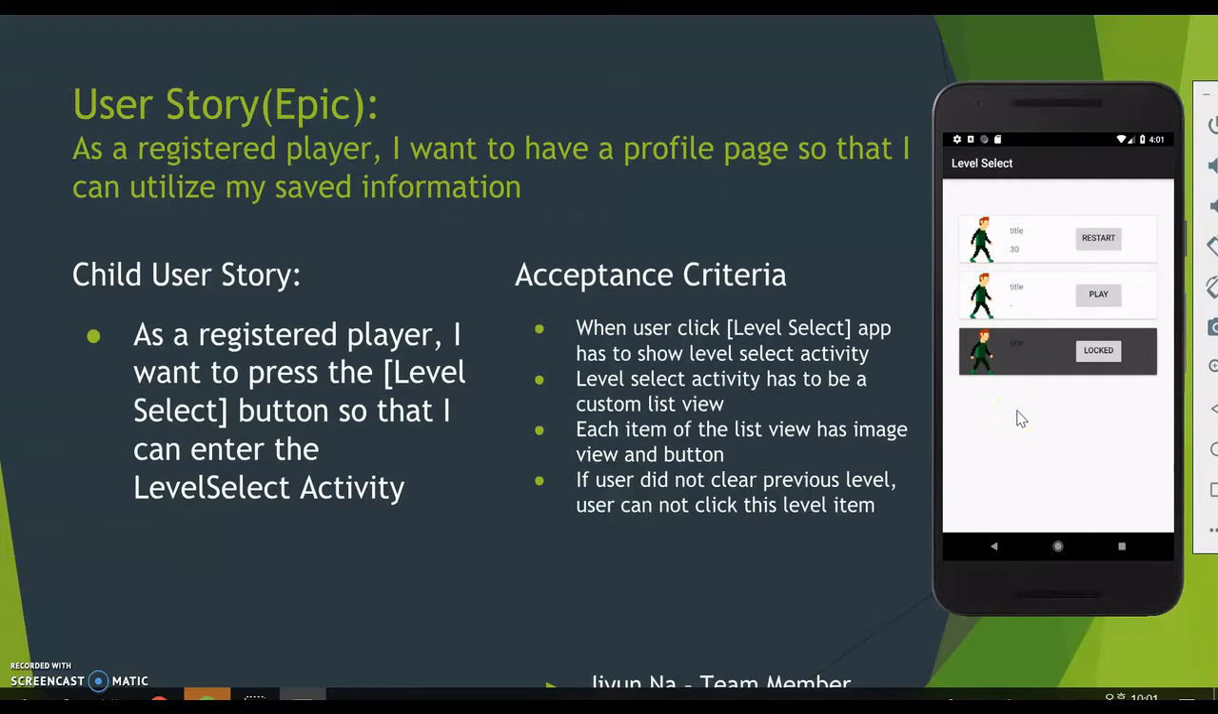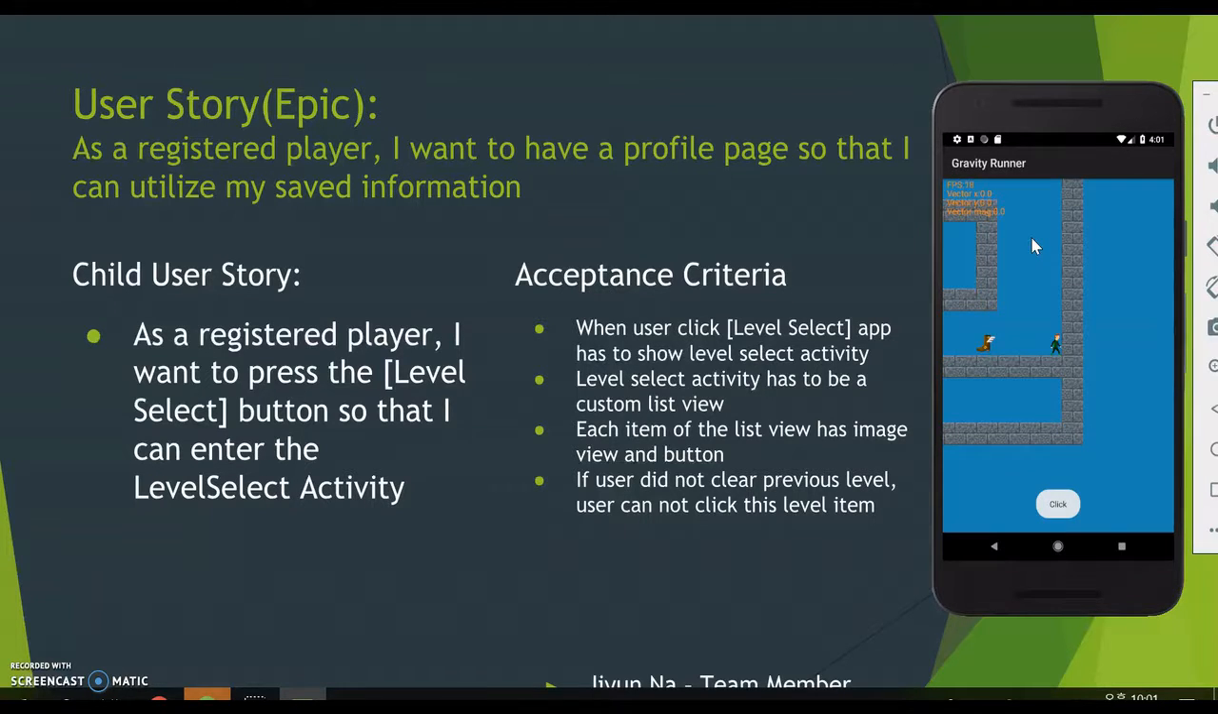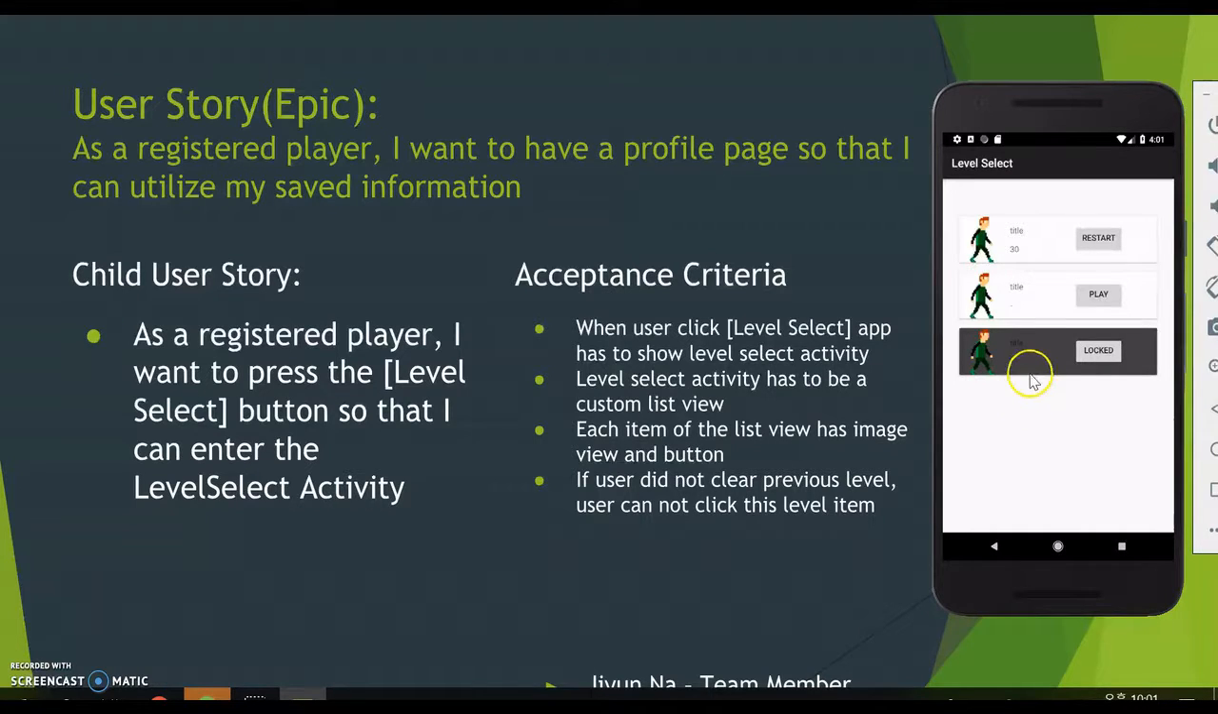If you click the level select button, you can enter this level select activity. And there's a custom list that consists of an image view, text view, and button. And these two are cleared stages and the last one is an uncleared stage. So if you click a cleared stage, you can enter the game engine. And if you click the uncleared one, you get nothing.